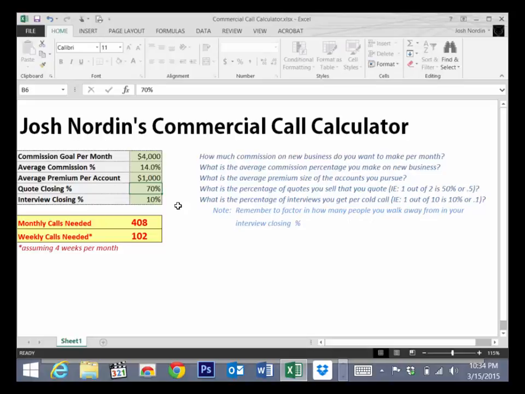So I would encourage you to make sure that you look at your class of business that you're targeting and make sure you understand what is the average premium per account on that class of business. And I would encourage you to try to keep it up to where you don't have to make 102 calls a week in order to hit your goal.